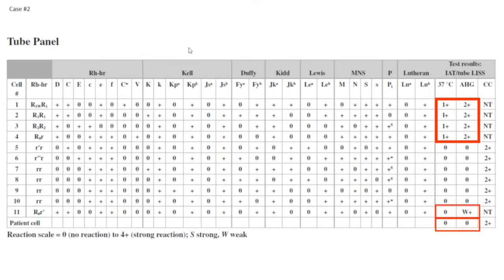So this corresponds with what looks to be a warm reacting antibody, except for cell 11, which has weak reactivity at AHG. And the autocontrol is negative, which tells us what? That this could be an alloantibody. So this is corresponding to a warm reacting alloantibody, right? So what were you able to identify based on the negative reacting cells?